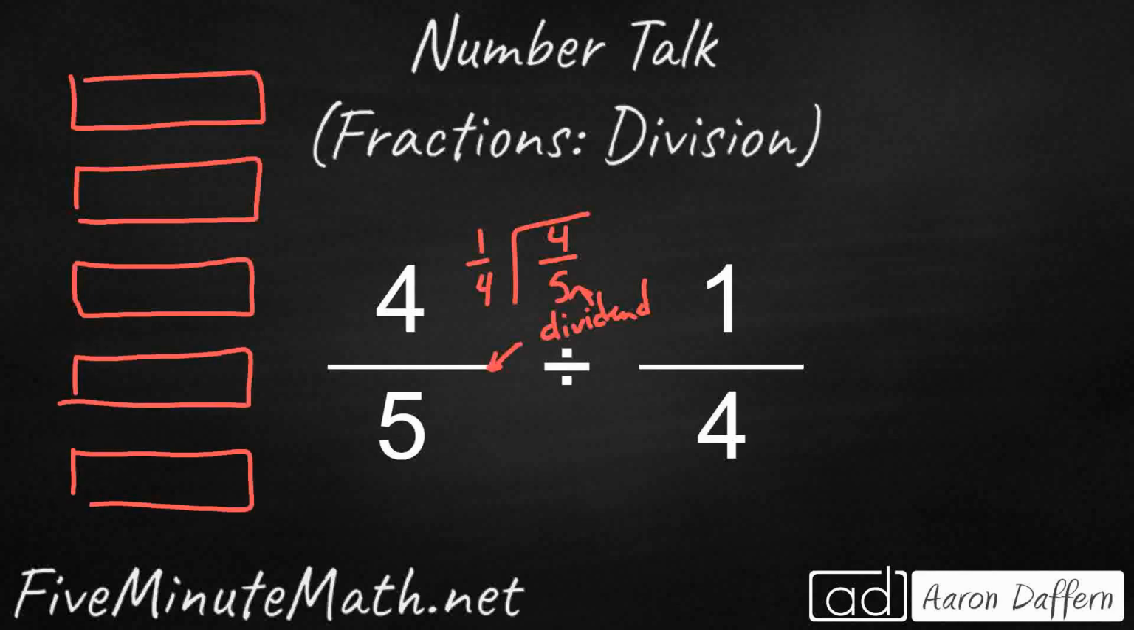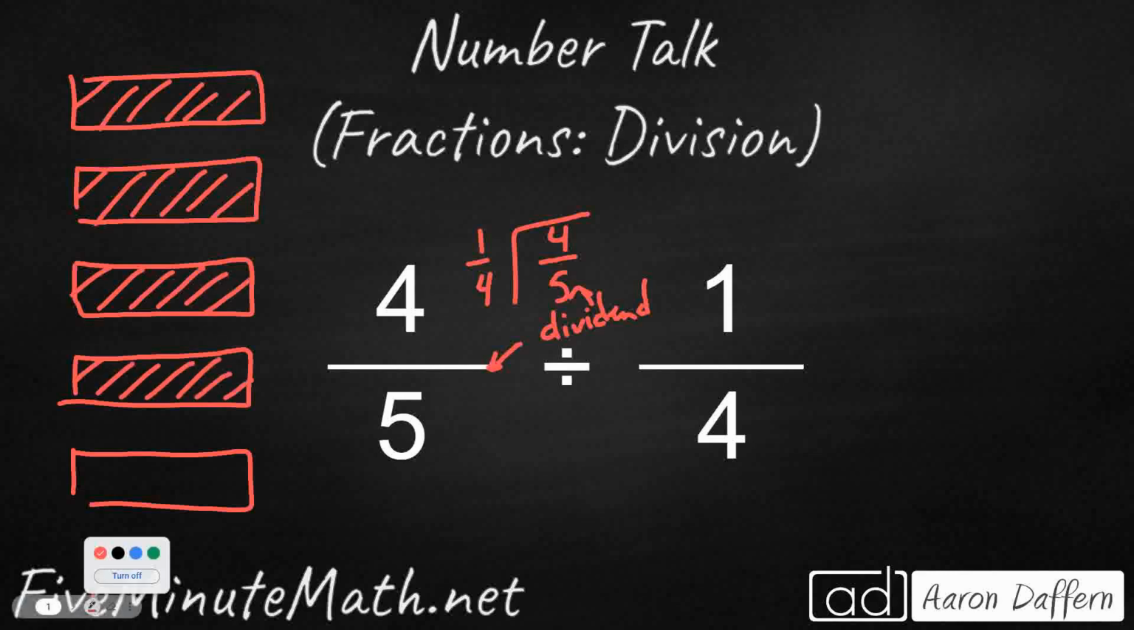All right, so I've got 4/5. Let's go ahead and just do a little shading in of 4 of them. All right, so I've got my 4/5. I need to divide that by my divisor, which happens to be this 1/4, right? You can see it here and also right here. So how do I divide that by 1/4?